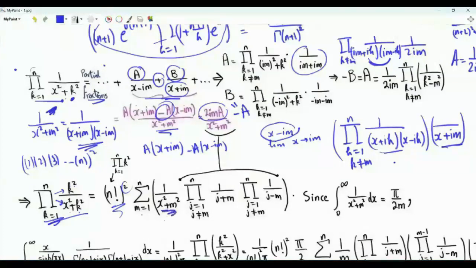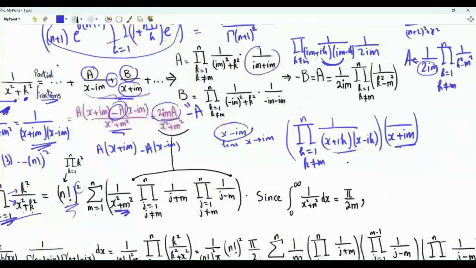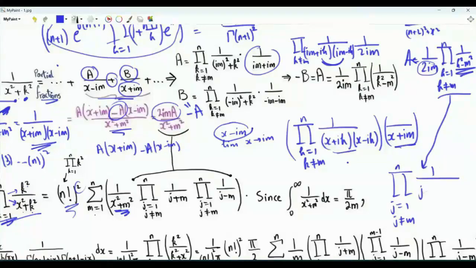Each term is 1 over x squared plus m squared. Then there is a coefficient which is 2ima. 2im times a is this product here. Writing this product using index j, we have product j from 1 to n, j not equal to m, 1 over j squared minus m squared, which can be written as j minus m times j plus m.